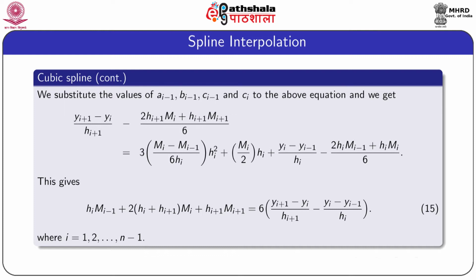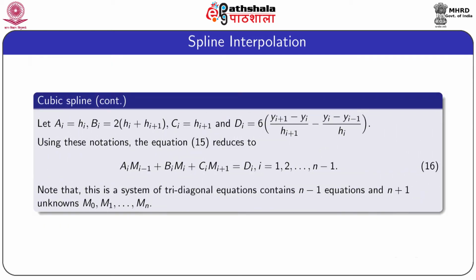So, 15 is h_i m_{i-1} + 2(h_i + h_{i+1}) m_i + h_{i+1} m_{i+1} = 6[(y_{i+1} - y_i)/h_{i+1} - (y_i - y_{i-1})/h_i] for i equal to 1 to n-1. So, this is a very important equation for cubic spline interpolation.